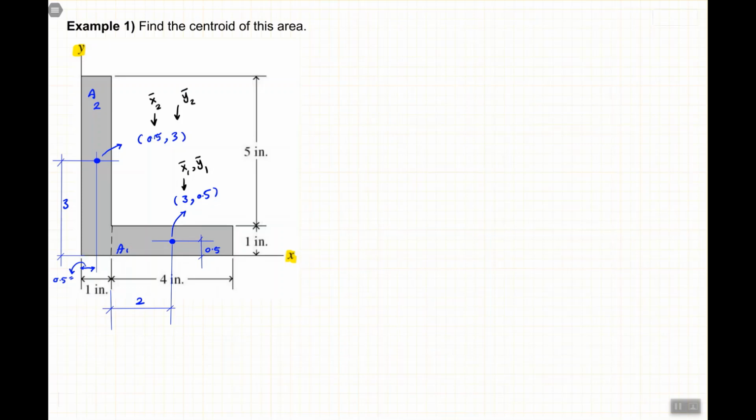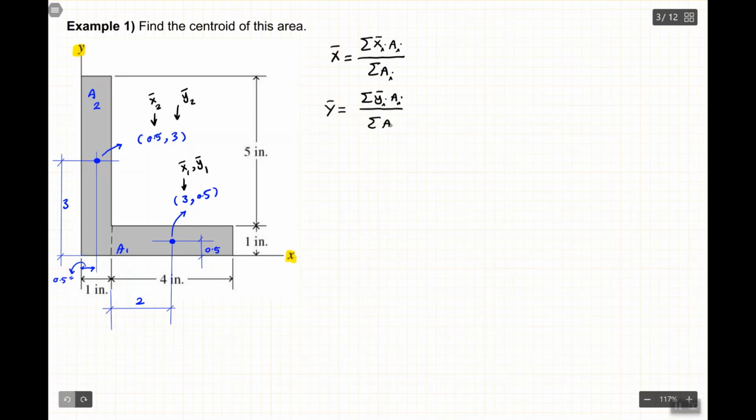So let's go back to the formula that we had. Let's write it down one more time. We have x bar, which is the sum of x bar i A i divided by the sum of the A i, and y bar is equal to the sum of the y bar i A i divided by the sum of the A i. So that's basically the general formula that we have.